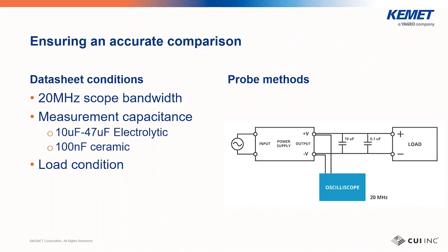This can usually be set inside the scope settings and gets rid of the high frequency noise that may be radiated from other devices in the area, such as test equipment or fluorescent lighting. The next item to note is that most manufacturers also characterize the ripple and noise with two capacitors added to the output, a small, typically 100 nanofarad ceramic capacitor and a low ESR electrolytic, usually specified on the order of 10 to 47 microfarads. And last, you should be sure that you're performing the measurement at the same load that is specified in the datasheet, which is typically full load.